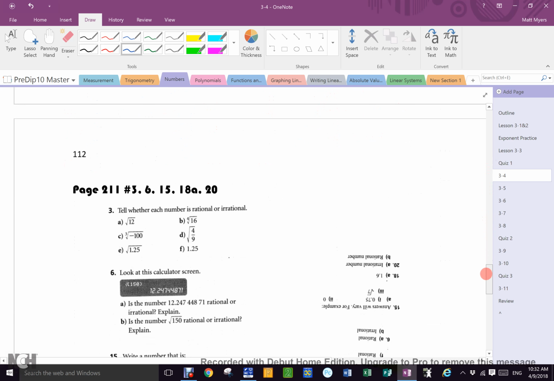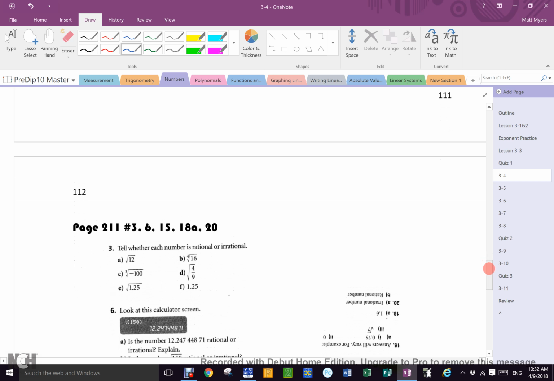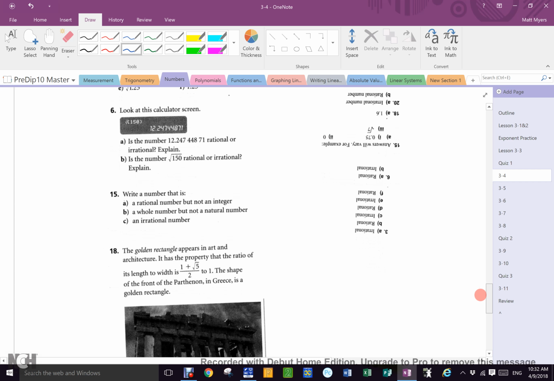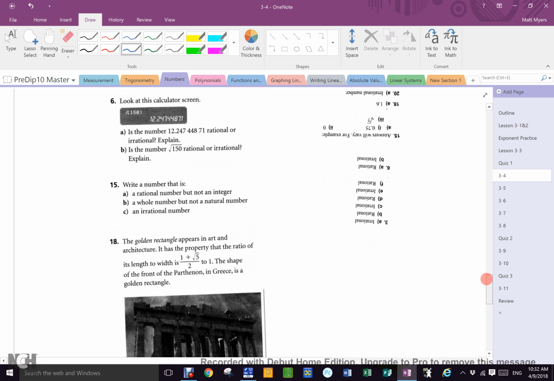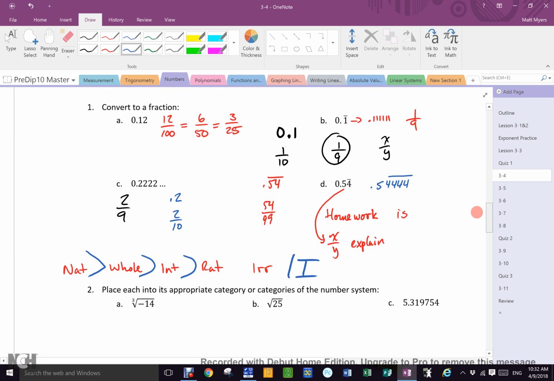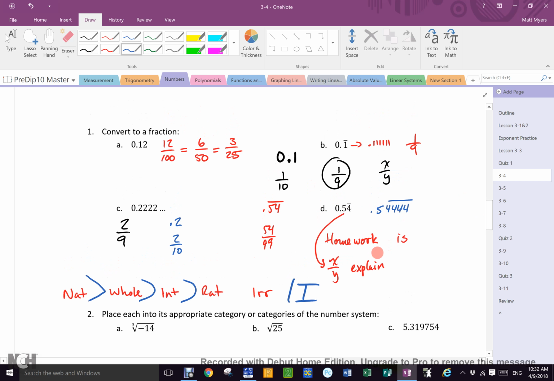Okay? So go. See what you can do up to page 111. And then your homework is page 112 plus that question. Tomorrow you have a quiz on multiplying radicals, multiplying polynomials, and exponents.